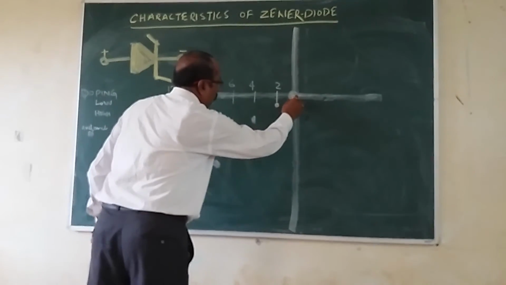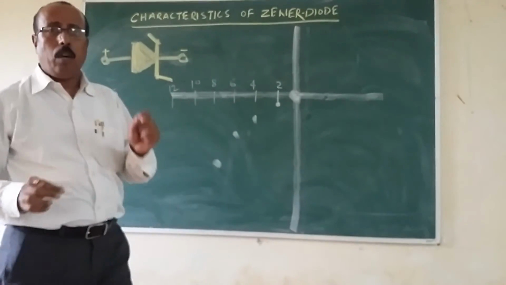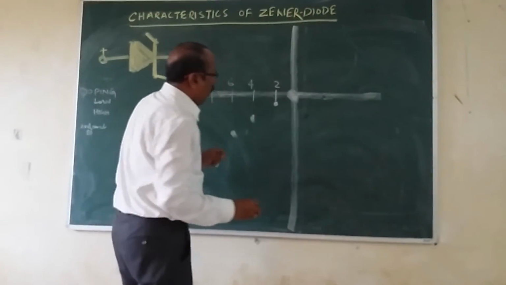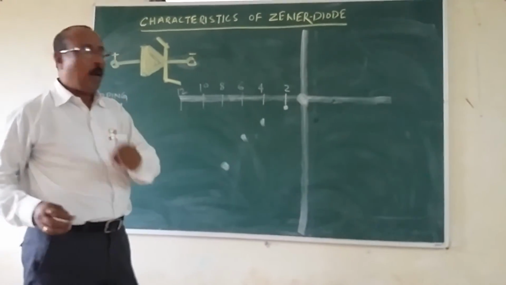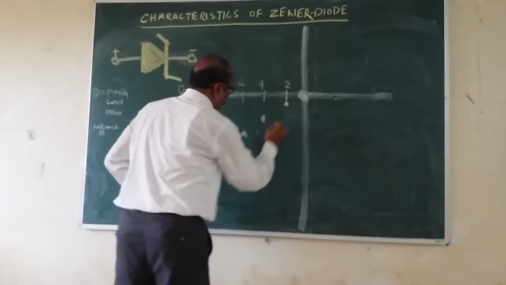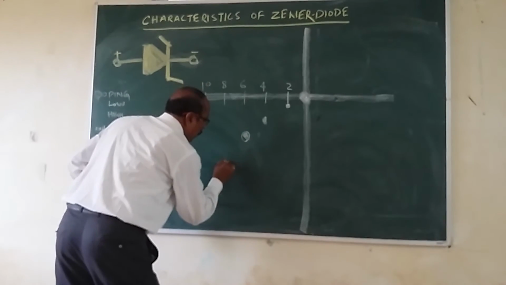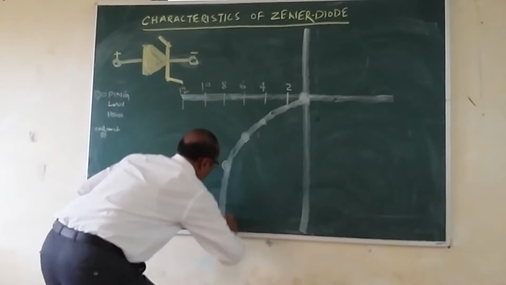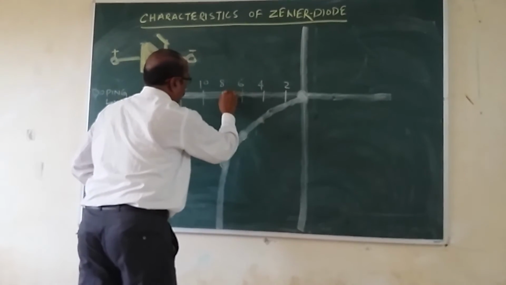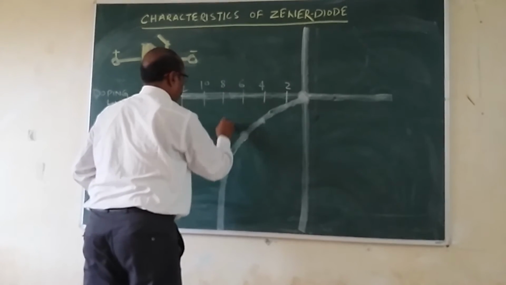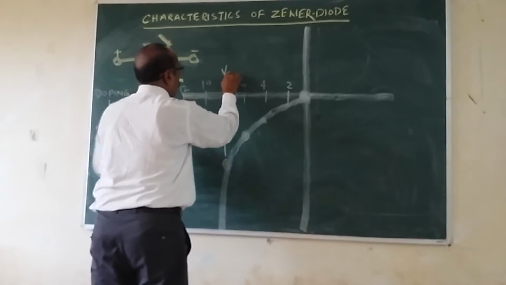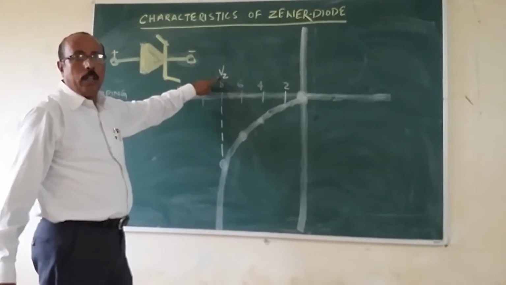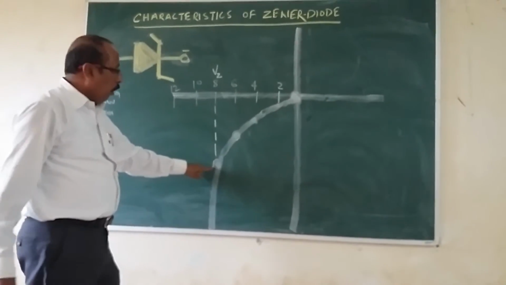So plotting the graph, plotting the curve, is very essential to draw. We know that to plot a curve, we take 3 points. Suppose this is the first point, this is the second point, and this is the third point. And first we see this voltage is called the breakdown voltage. 8 volts is called the Zener voltage, and this is the breakdown voltage.